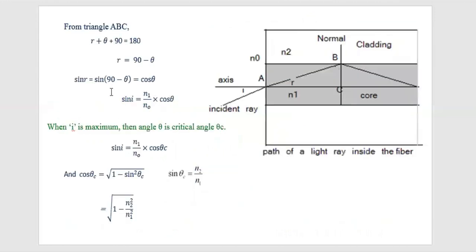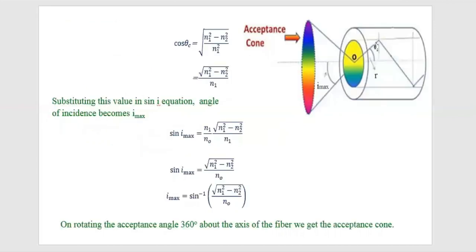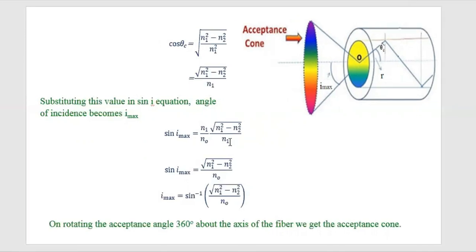Substituting this cos theta c in the sin I maximum formula, sin I maximum is equal to n1 by n0 into root of n1 square minus n2 square by n1. So sin I maximum is equal to root of n1 square minus n2 square by n0. Therefore, I maximum is equal to sin inverse of root of n1 square minus n2 square by n0. This is the maximum angle beyond which the total internal reflection condition fails. Less than this angle, all rays will satisfy the condition of total internal reflection in the core material.